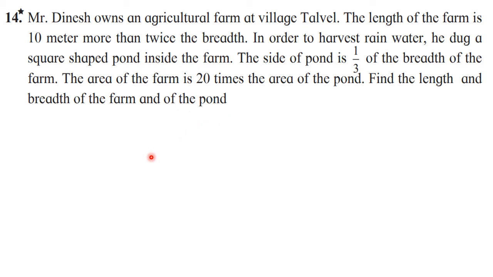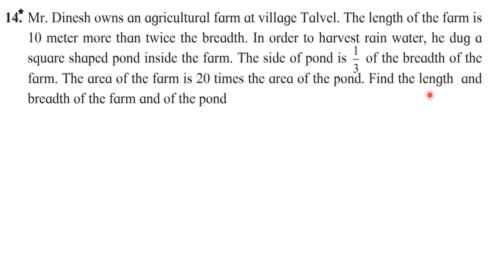Okay, so here we have to find three different things. We have to find the length of the farm, then we have to find out the breadth of the farm, and we have to also find the side of the pond. Got it? Now the farm is rectangular. Then inside that rectangular farm, he dug a square-shaped pond. So two geometric figures we have here. First is rectangle and other is square.